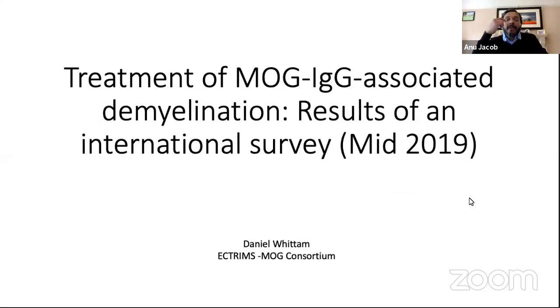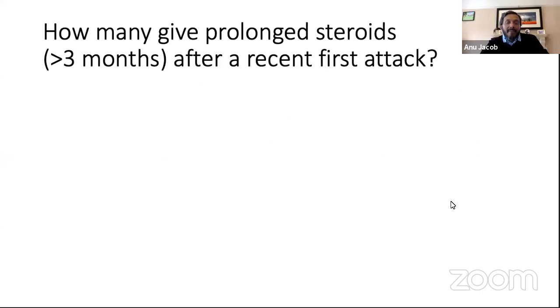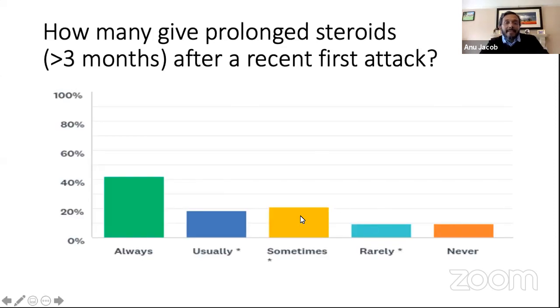The last thing I want to talk about is MOG in a survey that we did across the world, asking people how they felt about treating MOG. And maybe you can now think about your practice as I show these results. We asked the question, how many give prolonged steroids more than 3 months after a recent attack? So you might want to think what you would do. Well, you can see that 40% said always, some said usually, some sometimes, rarely, and never.